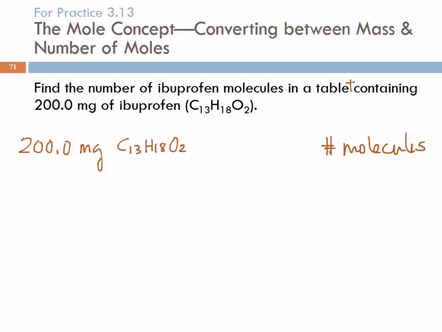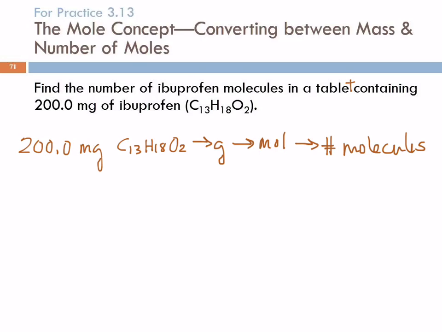Well, we don't know a relationship between milligrams and numbers of molecules. What's the unit that's going to come directly before molecules? Moles. Because we can go from moles to molecules using Avogadro's number. Can we go from milligrams to moles? We can go grams to moles, so we can stick grams in there. Grams to moles. Can we do milligrams to grams? Sure we can. Easy.